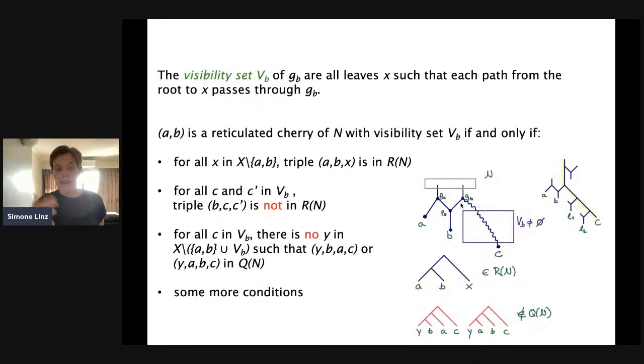And then we came up with a few more conditions. I'm glossing over quite a few details here, but you can come up with a list of necessary and sufficient conditions to recognize reticulated cherries. Now we're putting it all together.